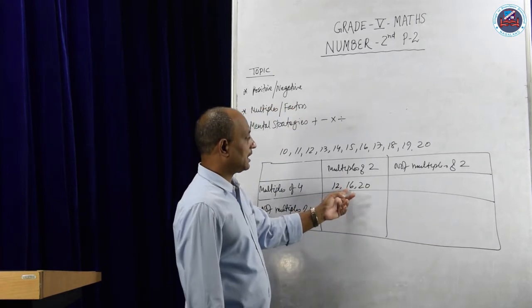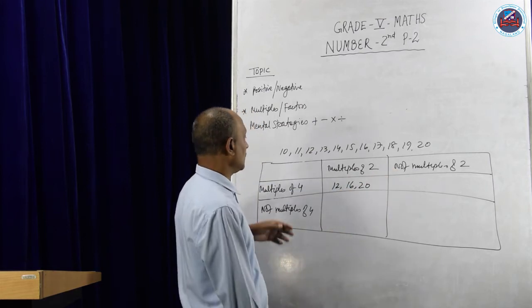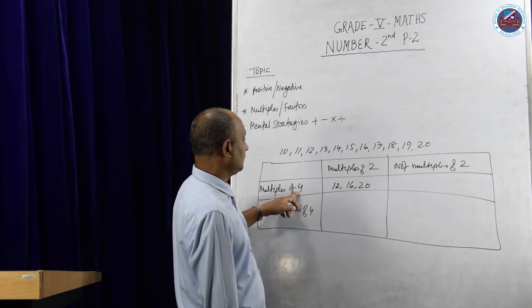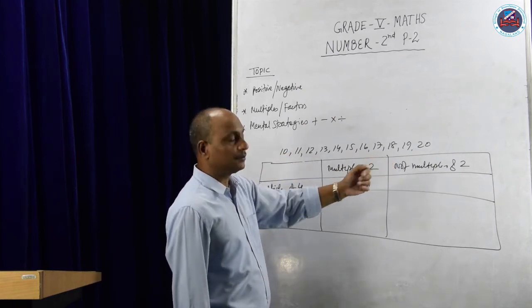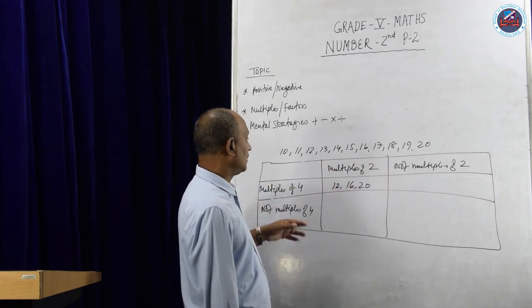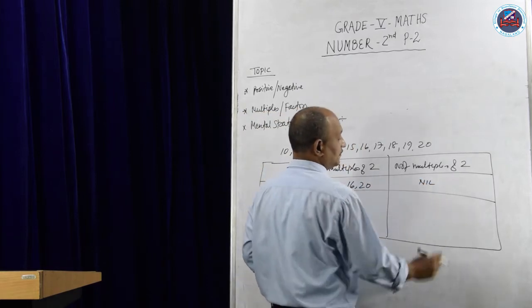Here all these numbers are multiples of 2, but here it is telling not multiples of 2, but multiple of 4. 4 3s are 12, but 12 is a multiple of 2. 16 also, 20 also. So in this column we cannot find any number.